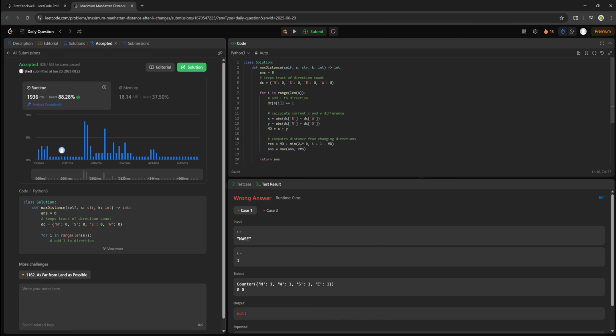Two times k, because each flip adds twice the distance, because if you have north and south which cancel each other, making it 2 north would just be 2 instead of 0. I plus 1 minus MD.